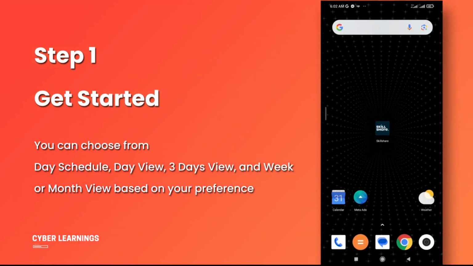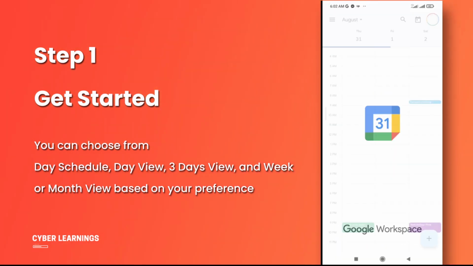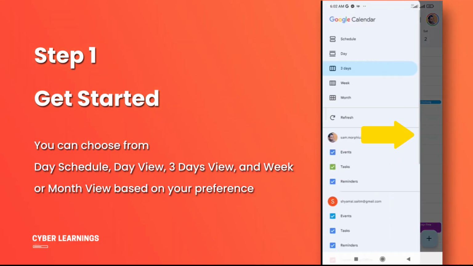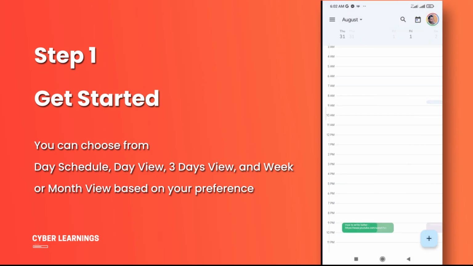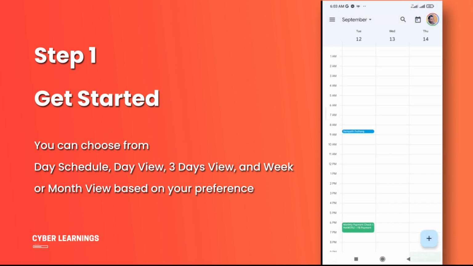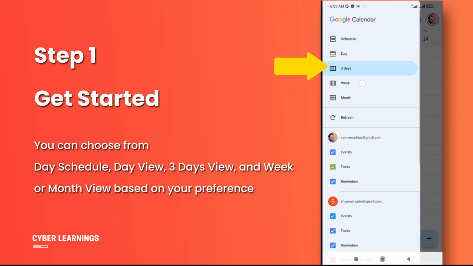Step 1. Get started. Open the Google Calendar app and take a moment to familiarize yourself with the interface. Swipe right at the top to access different viewing options. You can choose from Day Schedule, Day View, 3 Days View, and Week or Month View based on your preference.